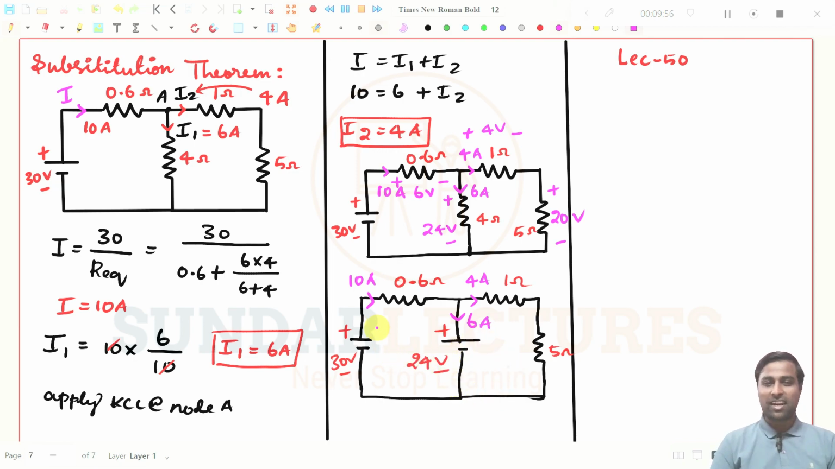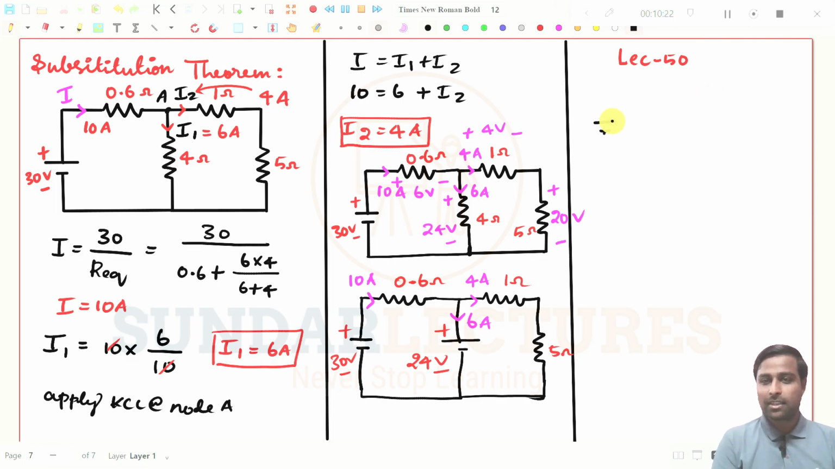I have replaced this resistor with a different source. Then also this circuit parameters, maybe the current through the other resistors or other branches will remain same. Or I can redraw this circuit like this also. See, I will do that.